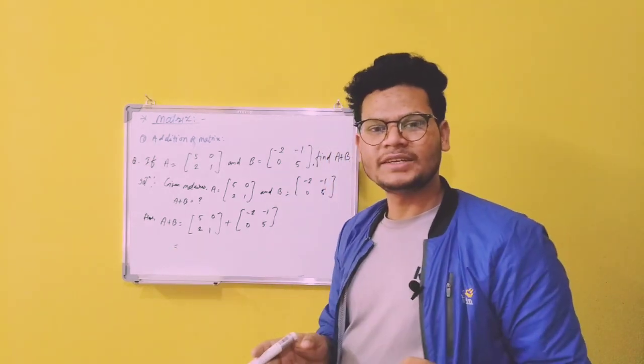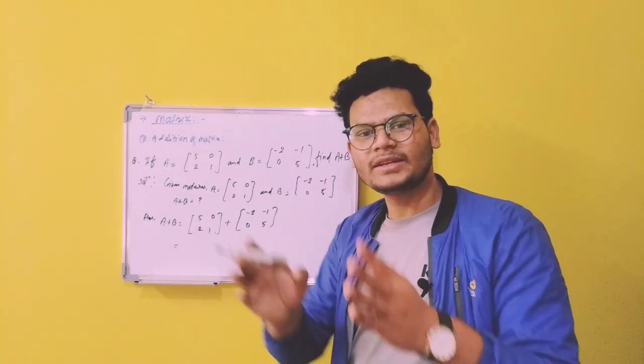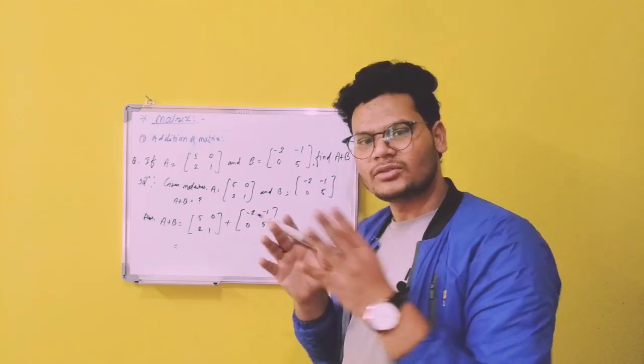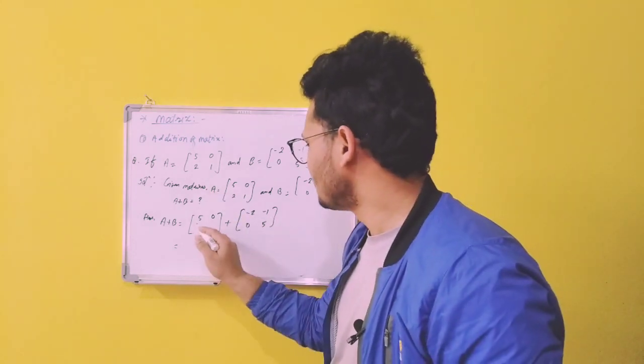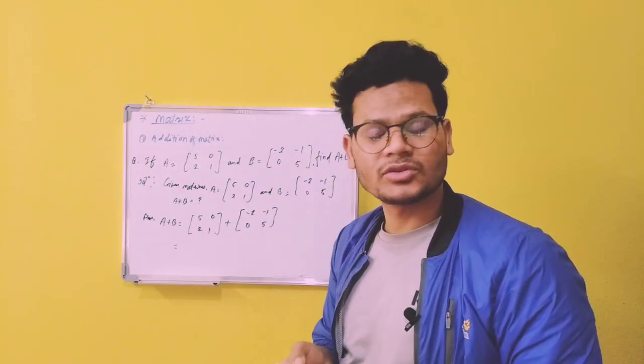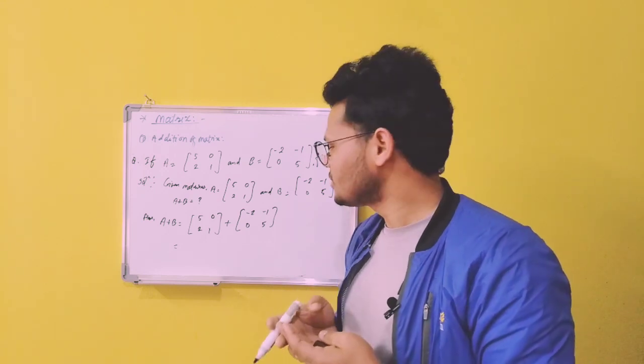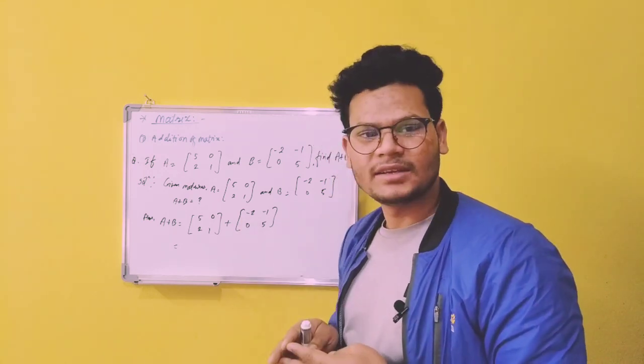Same position should be added. Remember, always remember that same position should be added. Don't forget that case. Okay, 5 and -2 is the same position, so we can add them. Remember, we need to also see the sign.